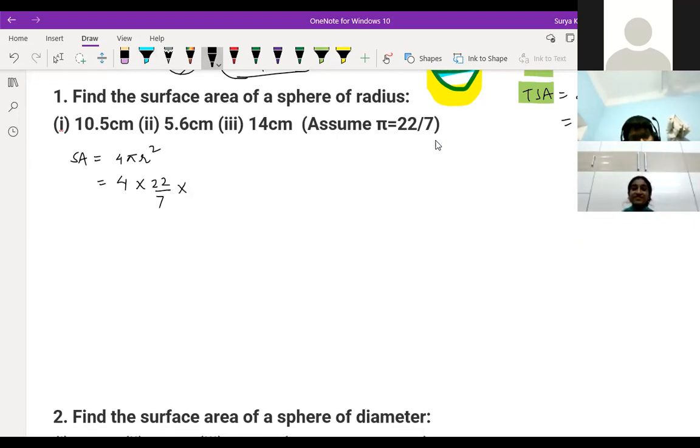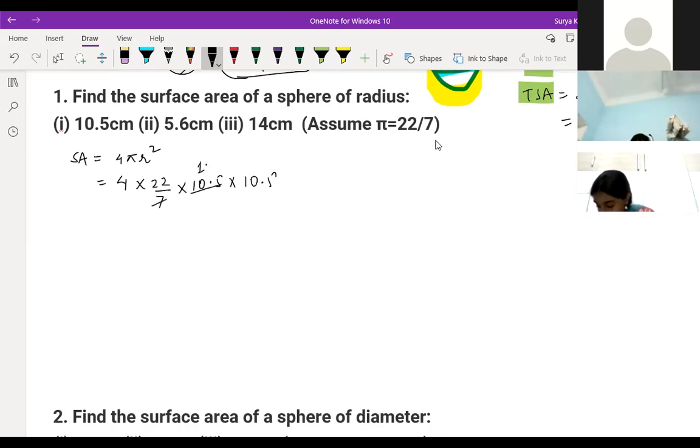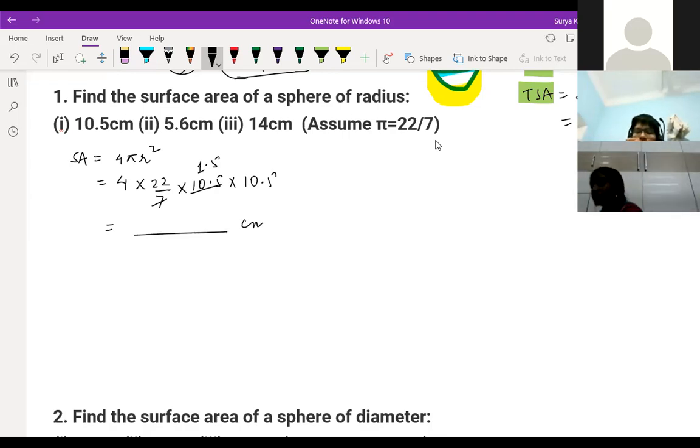Okay, 10.5 into 10.5. So 4 into pi is 22 by 7 into 10.5 into 10.5. You just do this one, 7 ones are 7. Now you can do it easily, there is a lot of multiplication in this calculation. Sir, 7 into 1.5 is 10.5. Yes, 15 sevens are 105. That also you don't know. Now you multiply and get the answer, that is centimeter square.